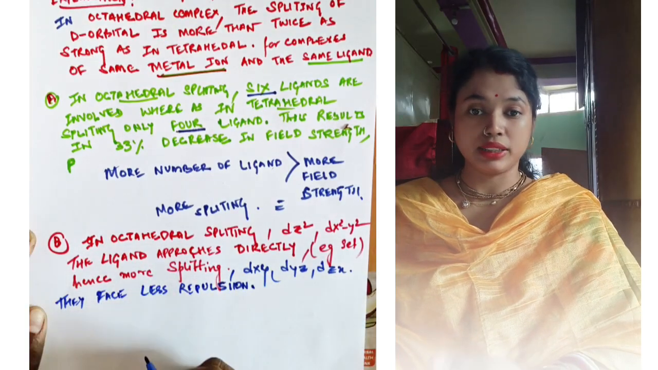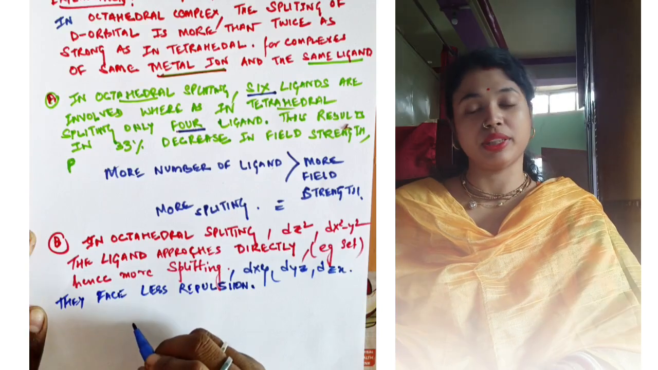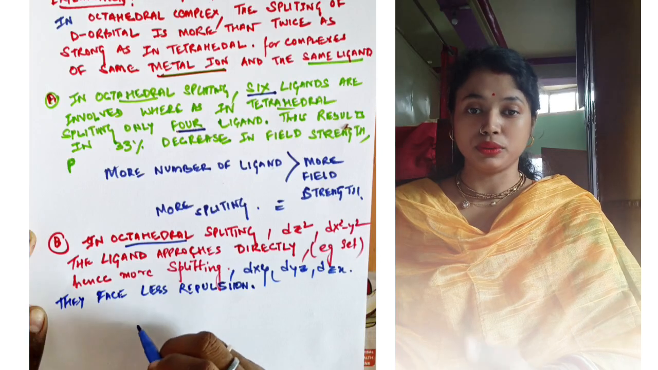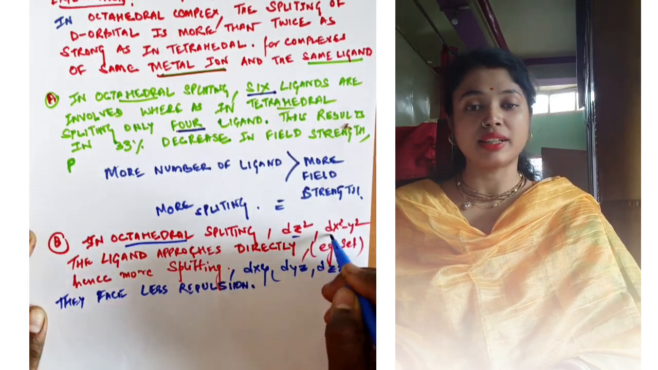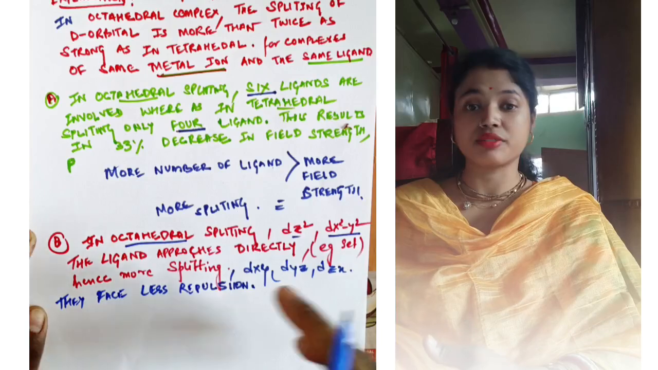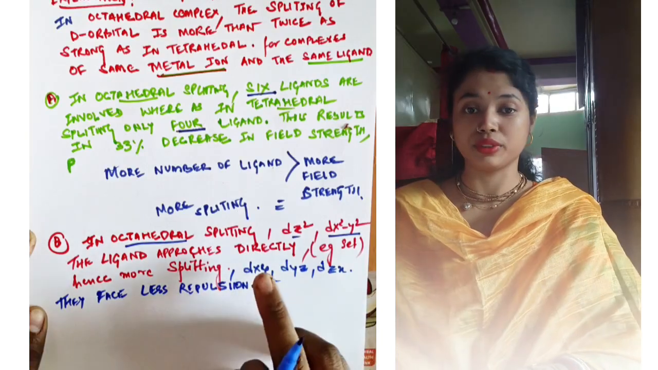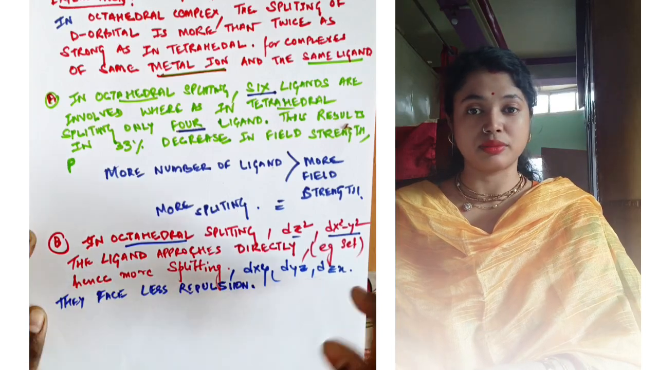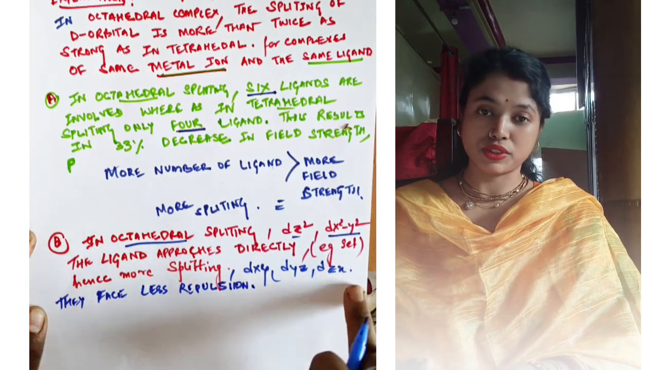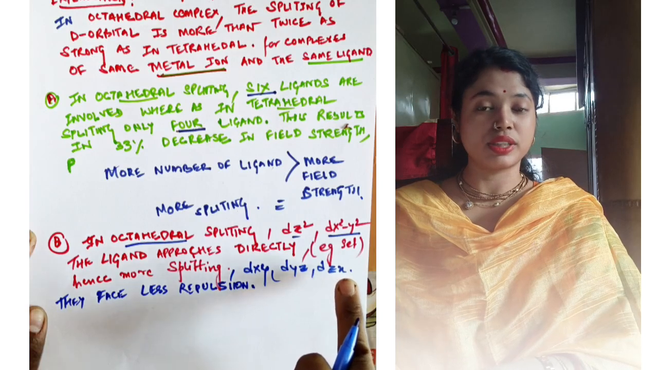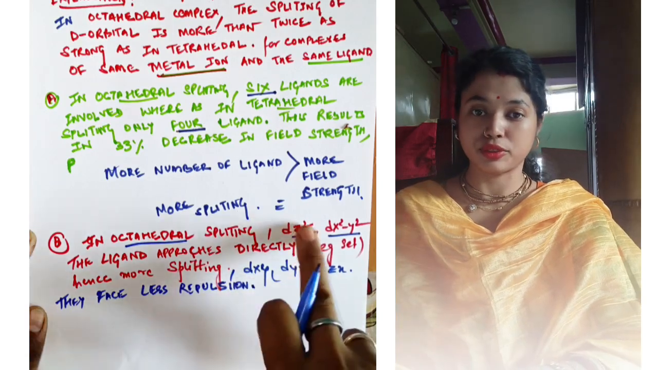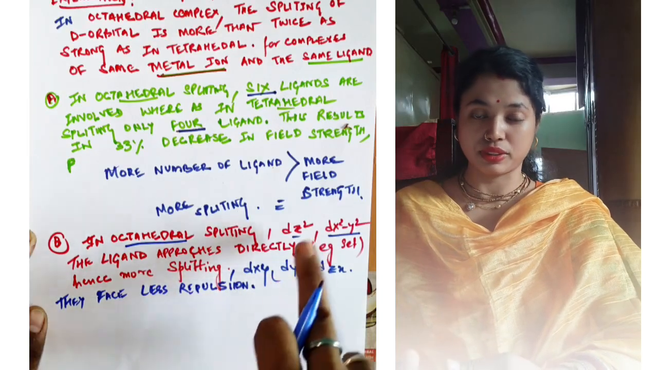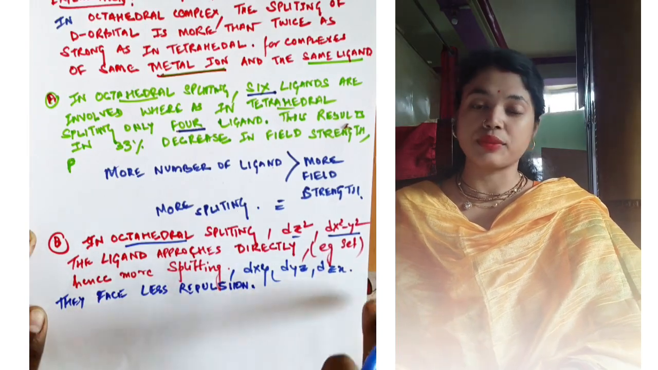In octahedral splitting there are 6 ligands, and they approach the lobes of dz square directly, a head-on collision takes place, hence more splitting. Whereas in tetrahedral, the ligands approach dxy, dyz and dzx making an angle. They are not facing the axis directly but facing the plane. At that time the splitting decreases.